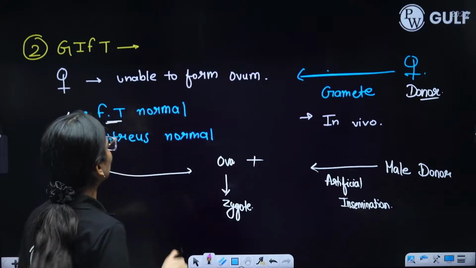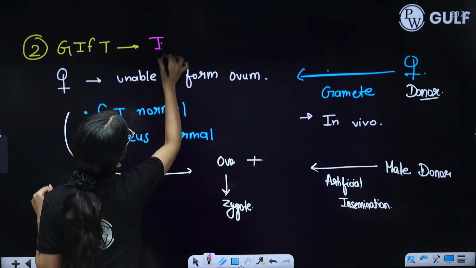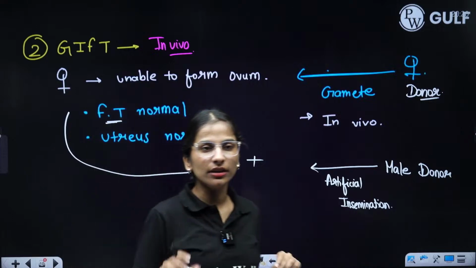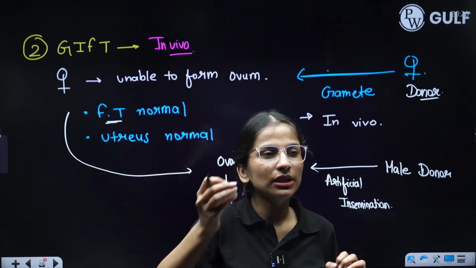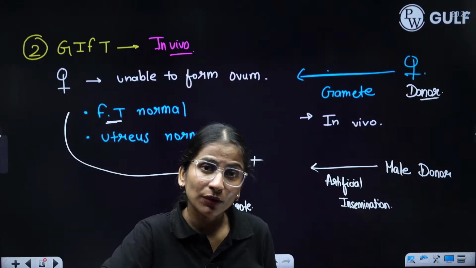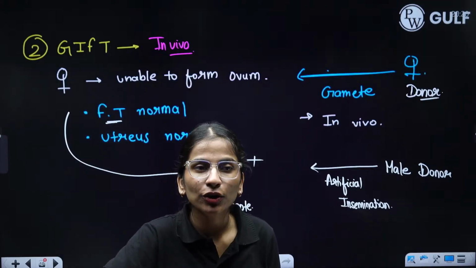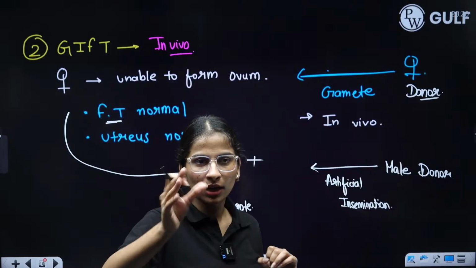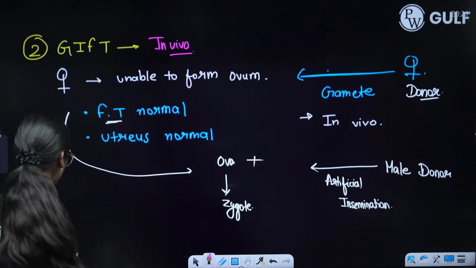In vivo, very good. Because the only artificial thing we have done over here, very good, Jonas, is that we are taking a gamete from some other person, but we are transferring that gamete into the fallopian tube so that natural fertilization can take place. In the fallopian tube, fertilization is naturally supposed to take place.